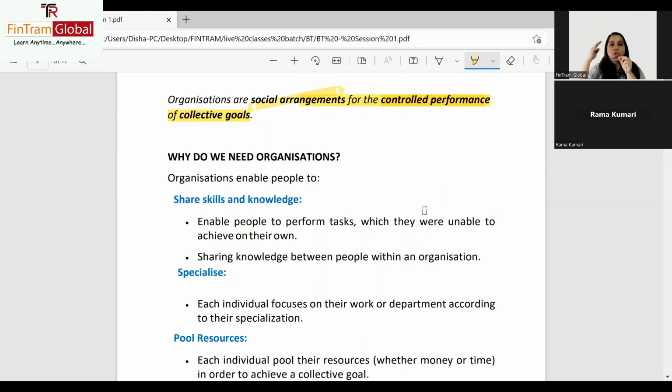There will be someone on top of you. Everyone would have a boss who will be overlooking and seeing, okay, how is my team doing? Are they doing whatever was assigned to them? Are they achieving the goals and everything? And they are doing it for the collective goals of that organization.